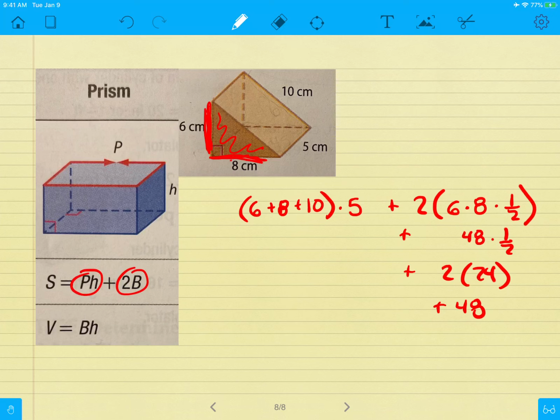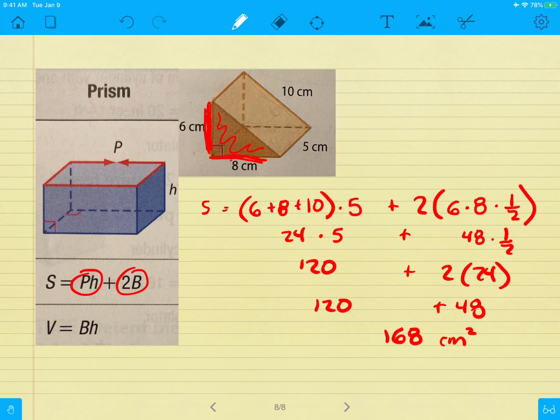And in the front, 6 plus 8 plus 10. Let's see, 14 plus 10 is 24, times 5 is 120. We're going to add that to the 48, so that's 168. And that is the total square centimeters on the surface. So again, it's the perimeter of the base, which happens to be a triangle, times how tall it is, which is the 5. And then the area of the base, the triangle, times 2. All right, so that's the total surface area.